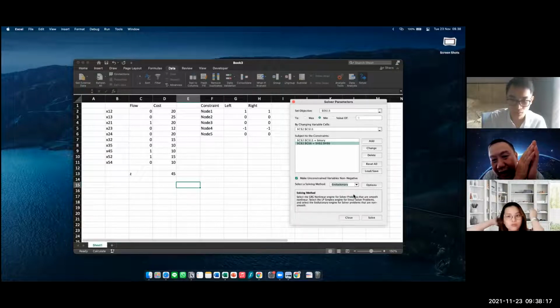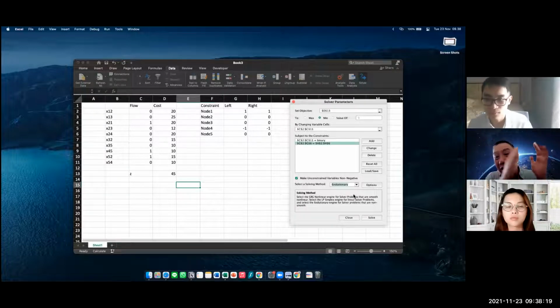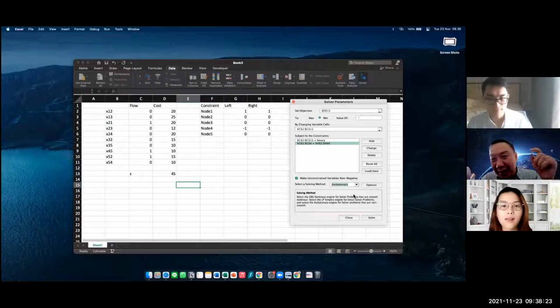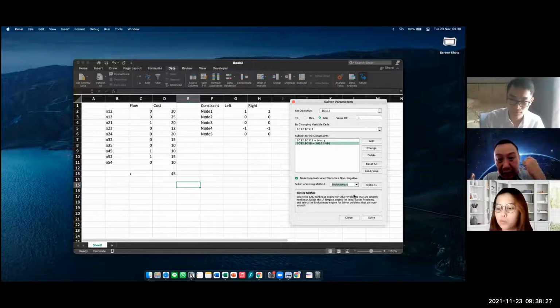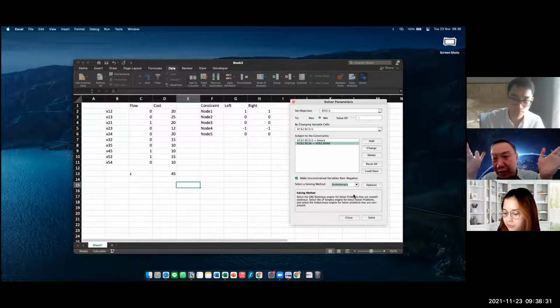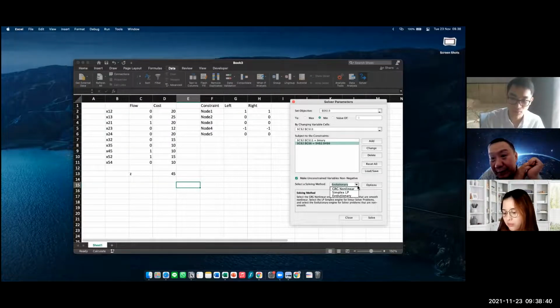Okay, and evolutionary is also longer to run. It takes some time to run. But this is very general, so you can actually solve many different problems that cannot be solved using the usual gradient method. So we can actually solve this using evolutionary as well.